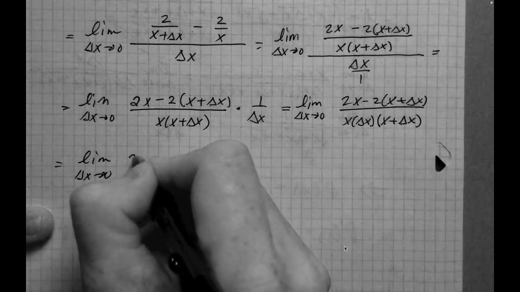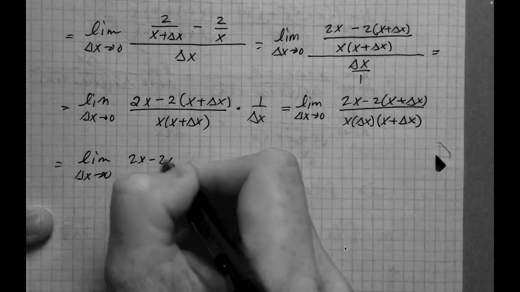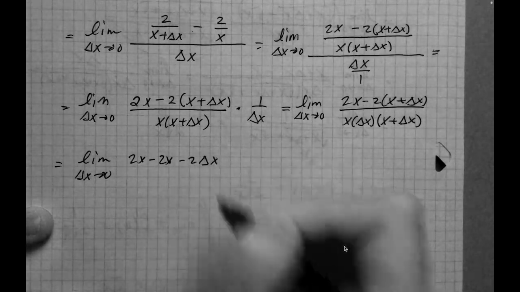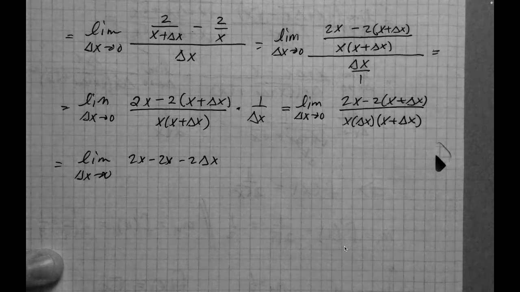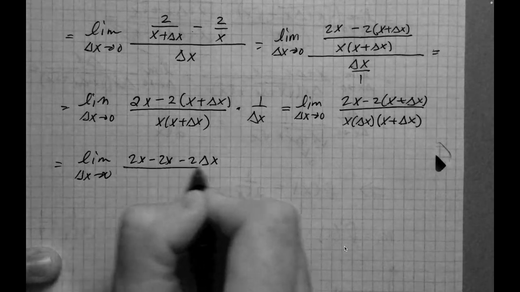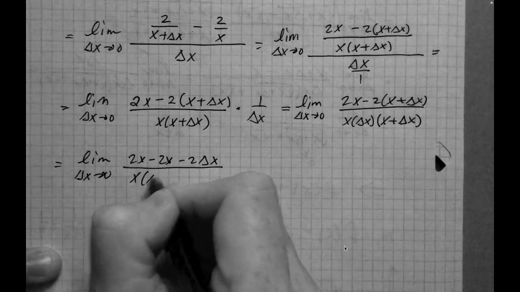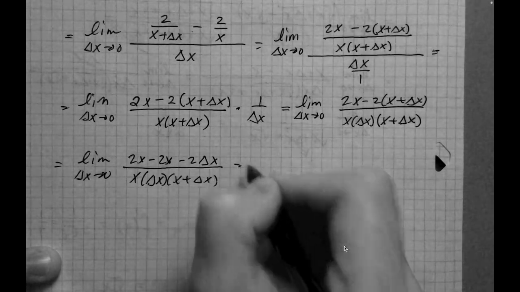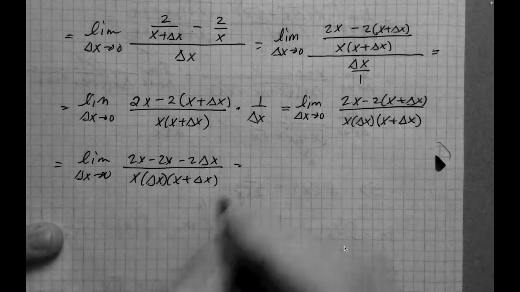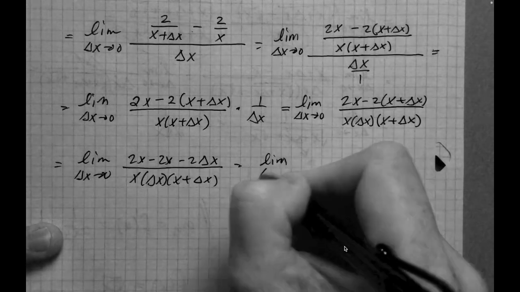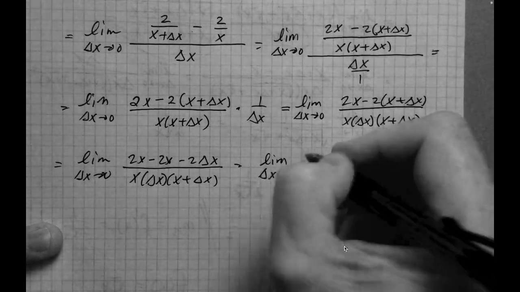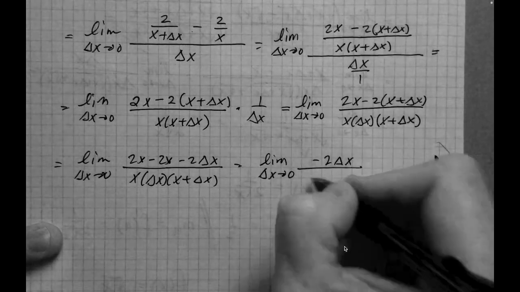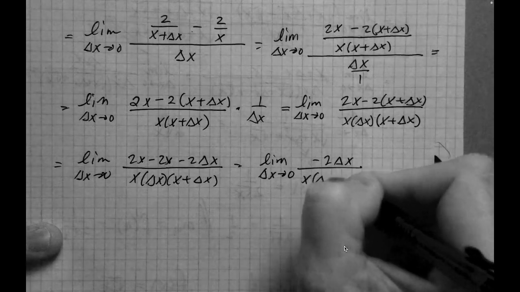So I've got basically 2x minus 2x minus 2 delta x. And down below, I've got the same. Obviously up top, the 2x and the minus 2x go away, and so I'm left with negative 2 delta x, all divided by this stuff again.